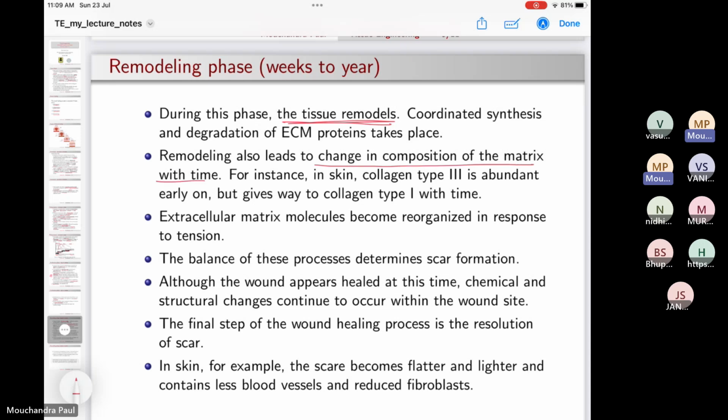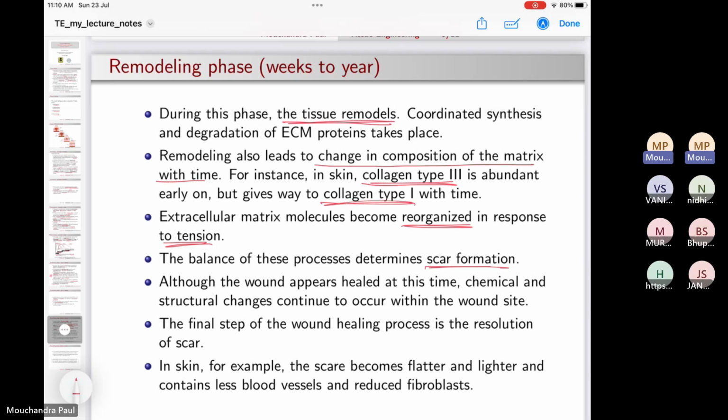Initially in skin, collagen type 3 is abundant, but as time progresses, collagen type 1 becomes the main component of the ECM. Then the ECM molecules also become reorganized. Collagen fibers are a fiber-like structure, so the orientation of the fibers gets changed in response to the tension that it is experiencing. And as a result of all these processes, a scar gets formed.